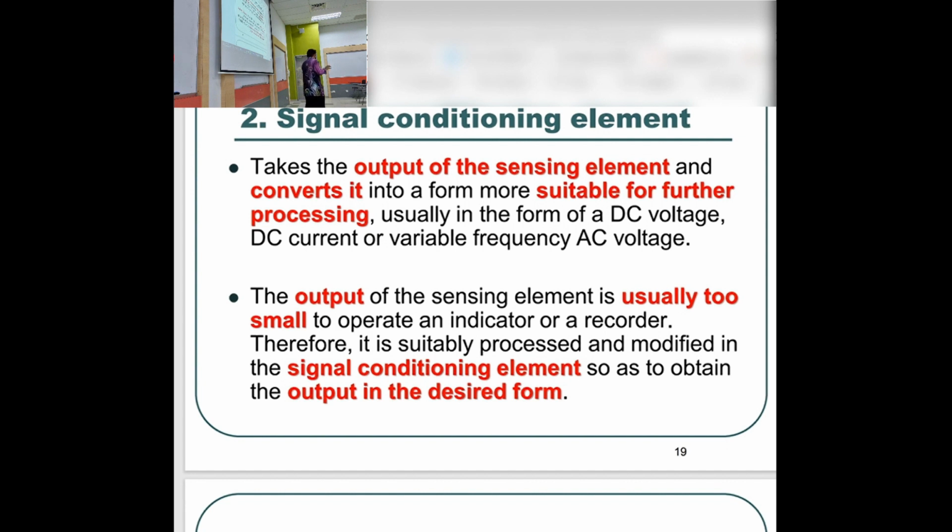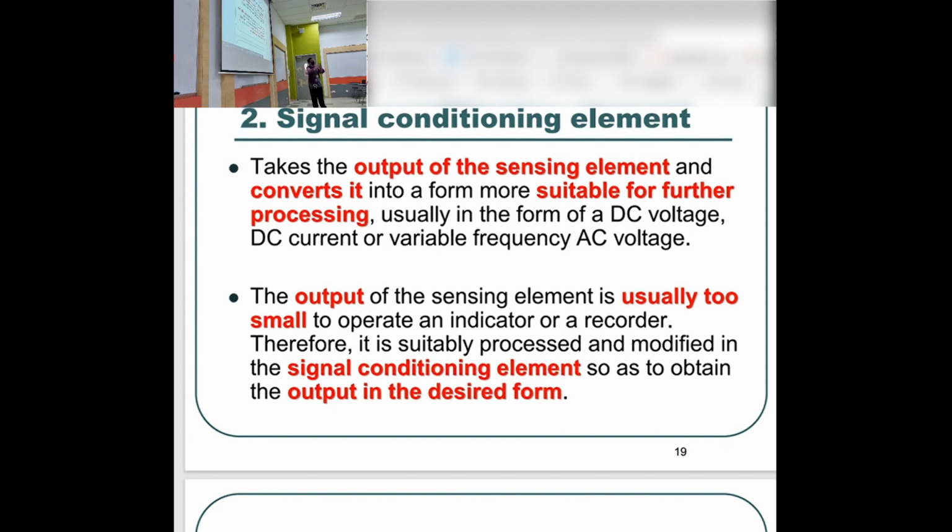If the signal has very low voltage, we need to amplify it. If there is a lot of noise, we need to filter the noise. There are 3 kinds of filtering. We will see them after this: mechanical, electronic, and also pneumatic filters. But for signal conditioning, I believe there are 4 main things to be done.